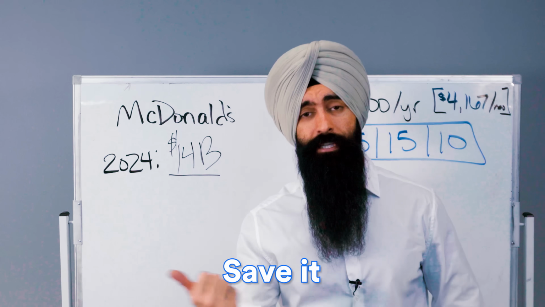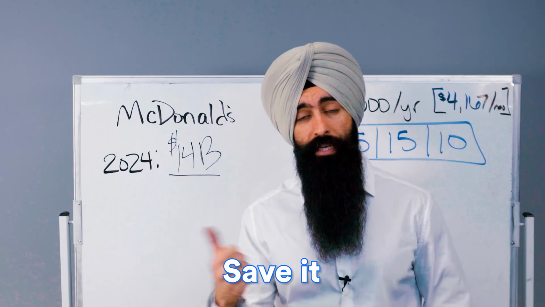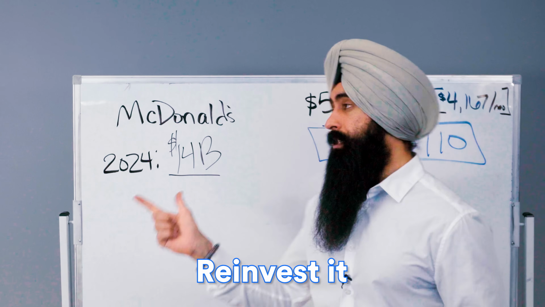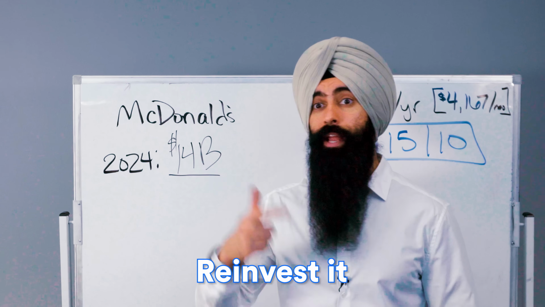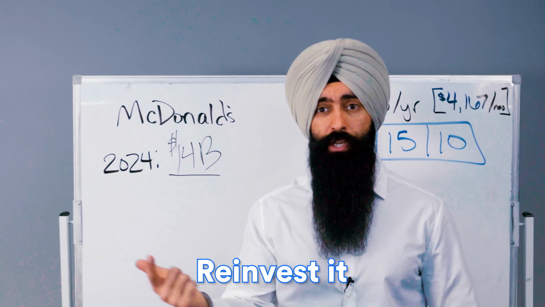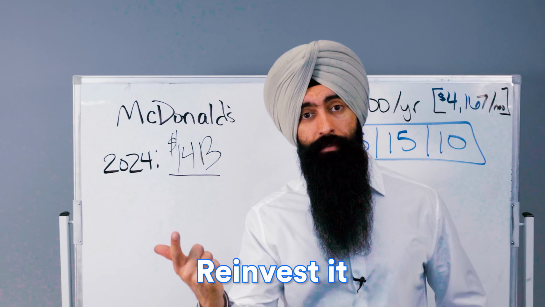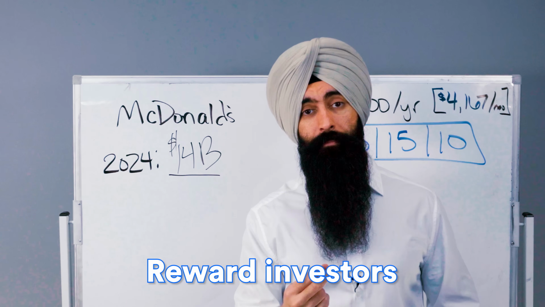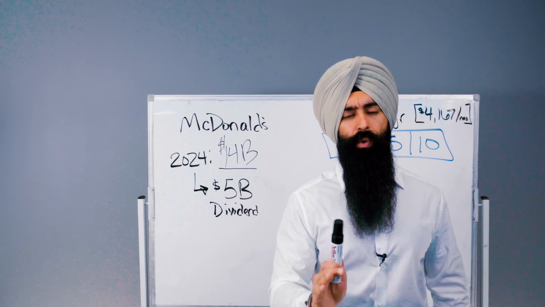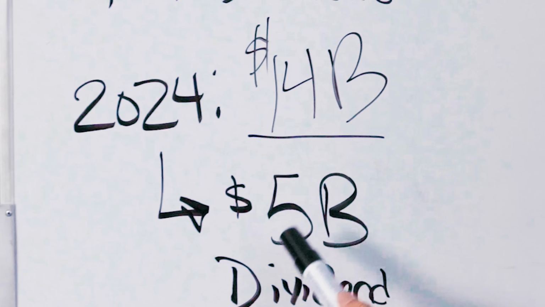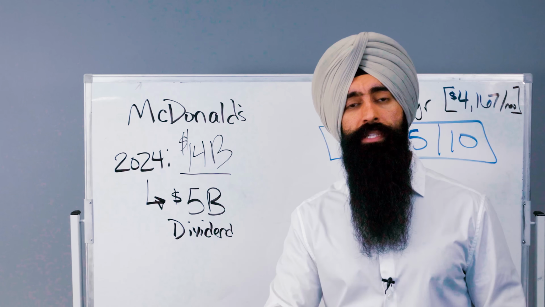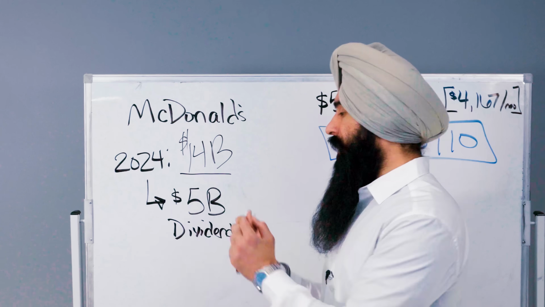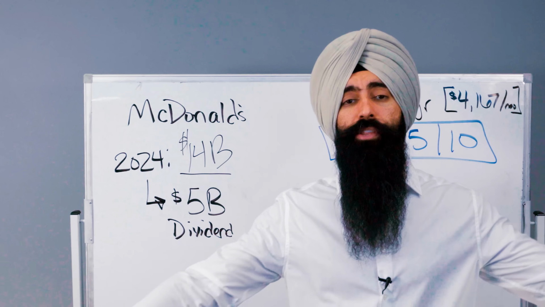They can save some of this money for an emergency, which they did. They can reinvest some of this money back into the company to create new burgers, to create new food, to create new whatever, and they did. And then they can just give away some of the money, which they also did. In 2024, McDonald's allocated a little bit more than $5 billion in dividends. That means they took a little bit more than $5 billion and just gave it away to their owners.